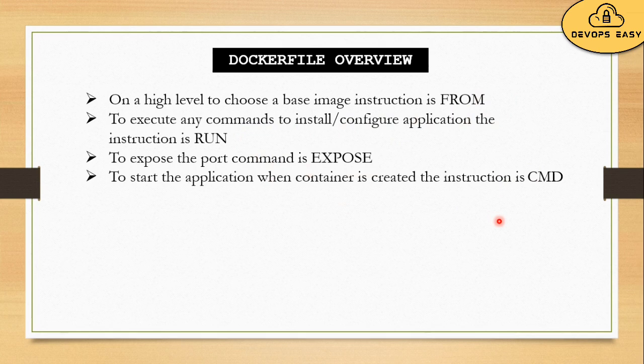What are the instructions I am explaining, and what is the use of each? Using FROM, you choose the base image. Using RUN, you can run any Linux command or install software. EXPOSE is used to expose the application. CMD is used to run the application. Okay, so let's try to write a Dockerfile.